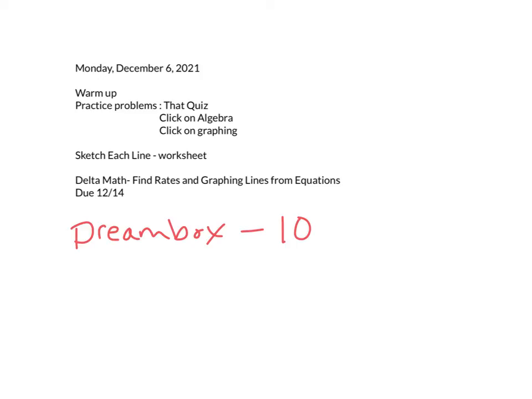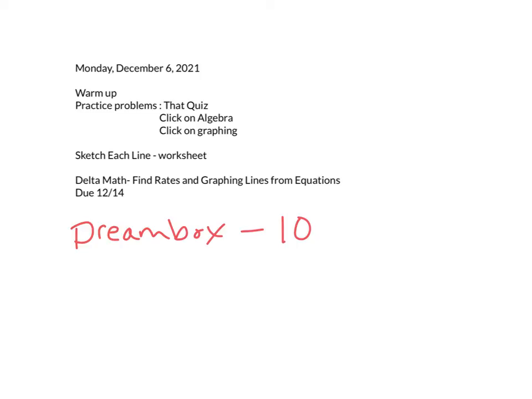You can check her agenda, but going over a few things. We did a warm-up activity, which we're going to go over in a minute. There's a practice problems assigned in that quiz. You're going to go to thatquiz.com, then click on algebra on the left-hand side. Then you're going to click on graphing. Do a few problems so you feel comfortable.